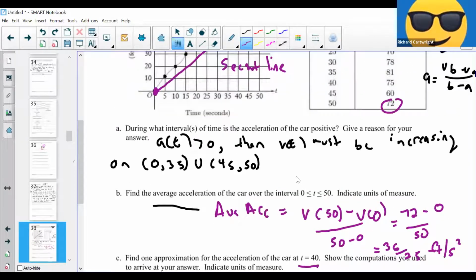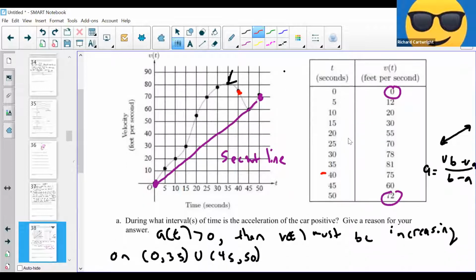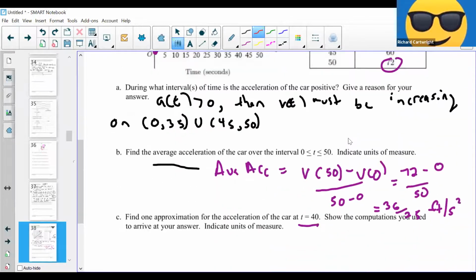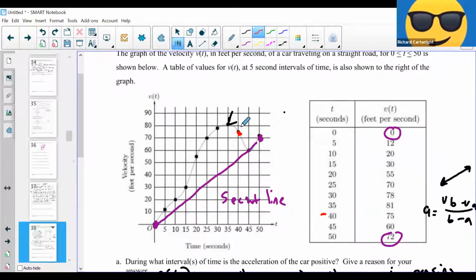Go back up to my picture. 40. I want to change color so we can see it. 40, 40, 40. Up. Right here is the dot, and that would be this line right here. He wants the approximate, what did he say? Acceleration. Well, he's got a dot right there. So he's really talking about the slope of the tangent line.